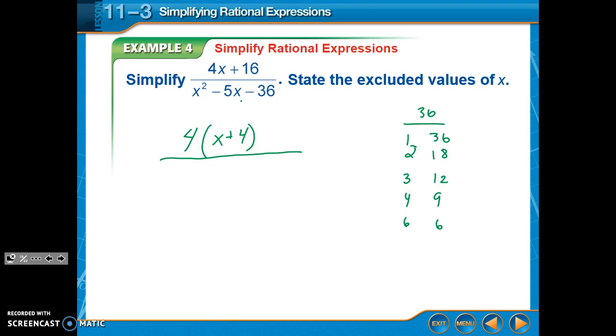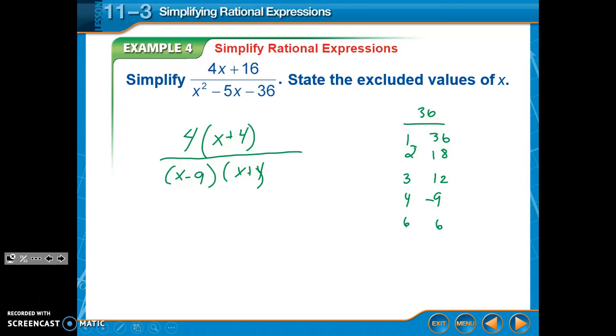So which of these is going to give us a difference of 5? It's going to be 4 and 9. But I want one to be positive and one to be negative, and I want the bigger one to be negative so that I get negative 5. So I'm going to have negative 9 and 4. So I'm going to write this as x minus 9 times x plus 4.